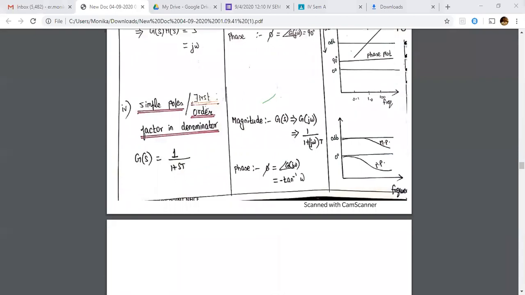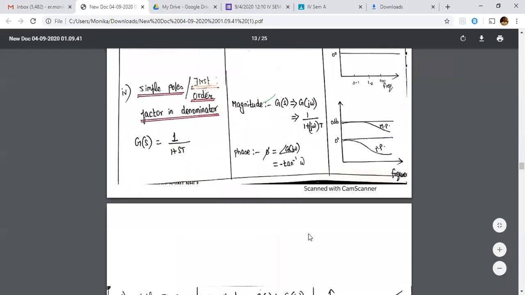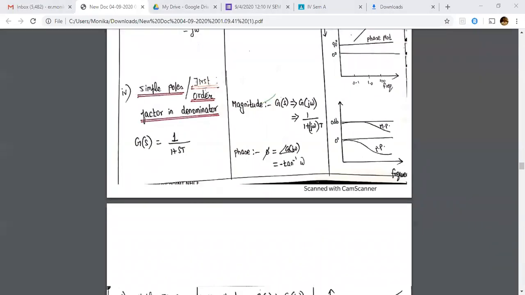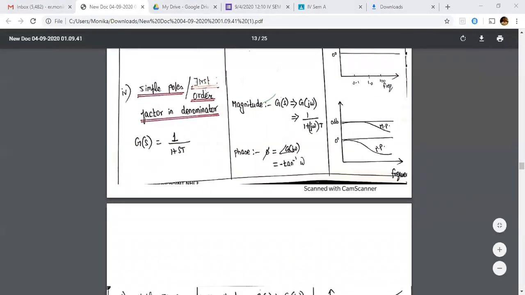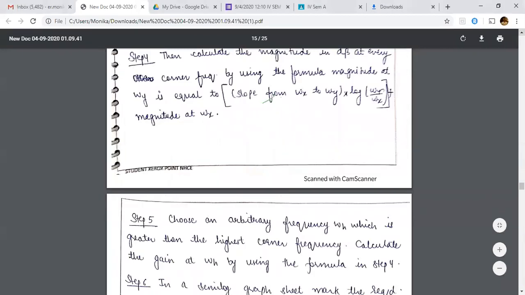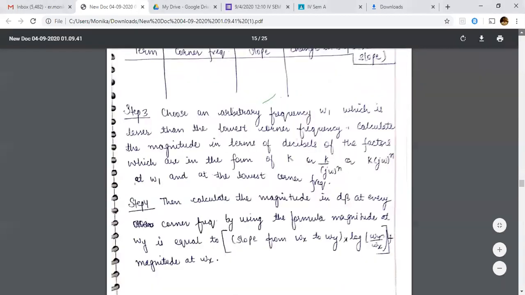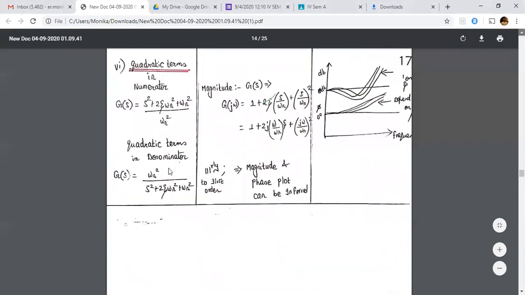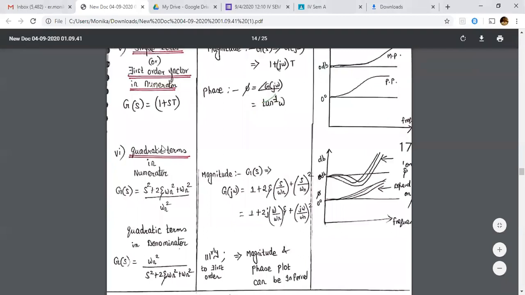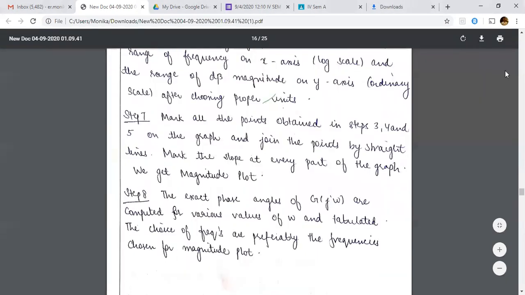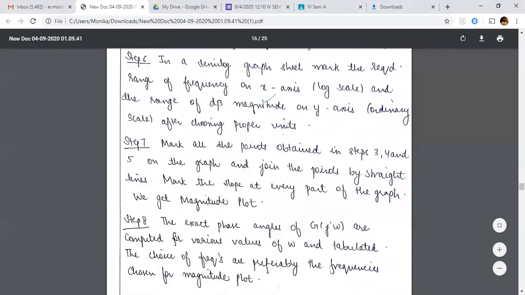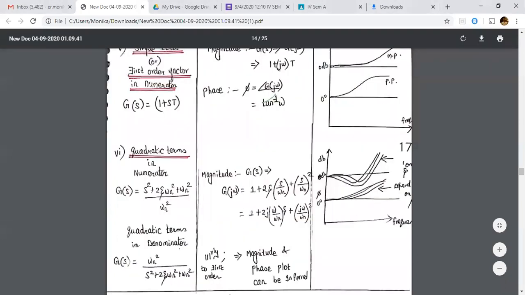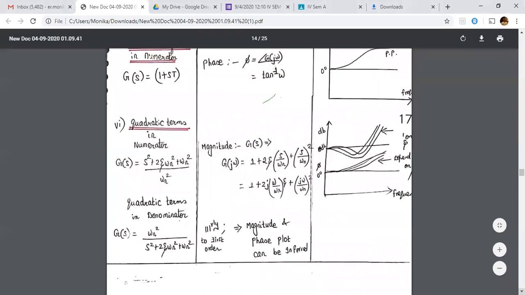Okay, so once you have understood this, the fourth factor is quadratic form. The fourth factor, quadratic terms in numerator, we will see later. Let us solve a problem based on the first three factors. Now, what is the procedure? I have written down the steps to draw the Bode plot in my notes. Let us solve one problem to understand the steps.